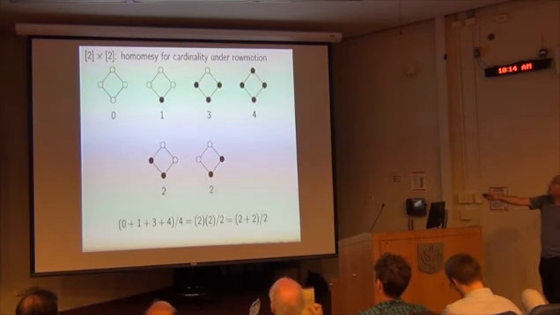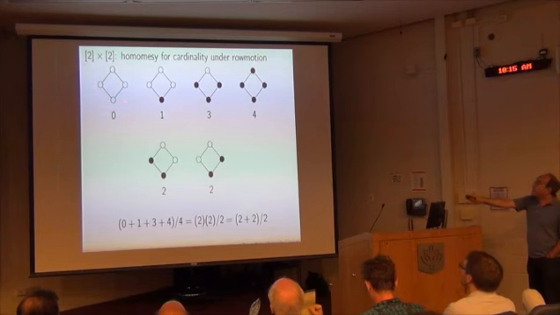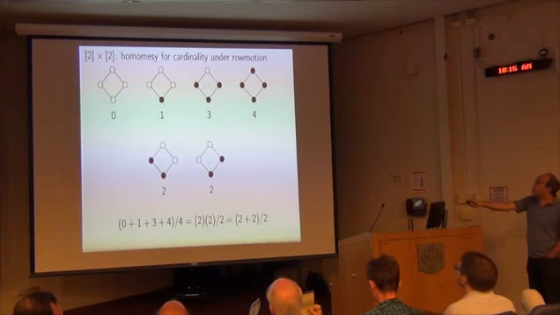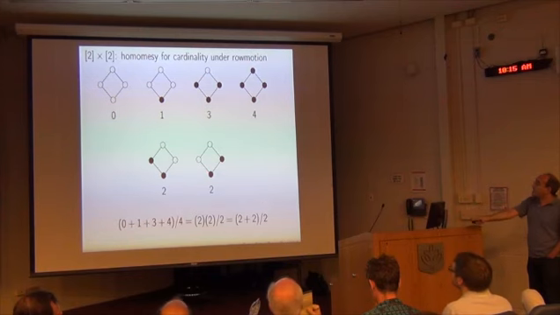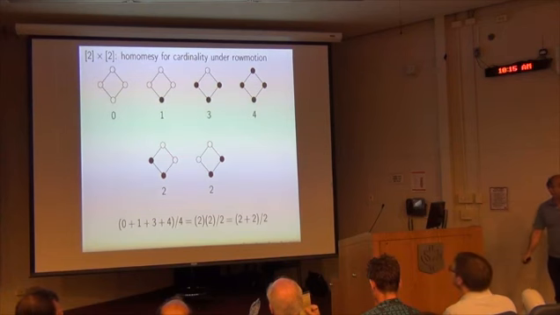So let's look at that in 2 cross 2. Here are those 4 order ideals with cardinality 0, 1, 3, and 4. Here's our orbit of size 2, both have cardinality 2. And the average of 0, 1, 3, and 4 is equal to AB over 2, as is the average of 2 and 2. And this holds more generally.